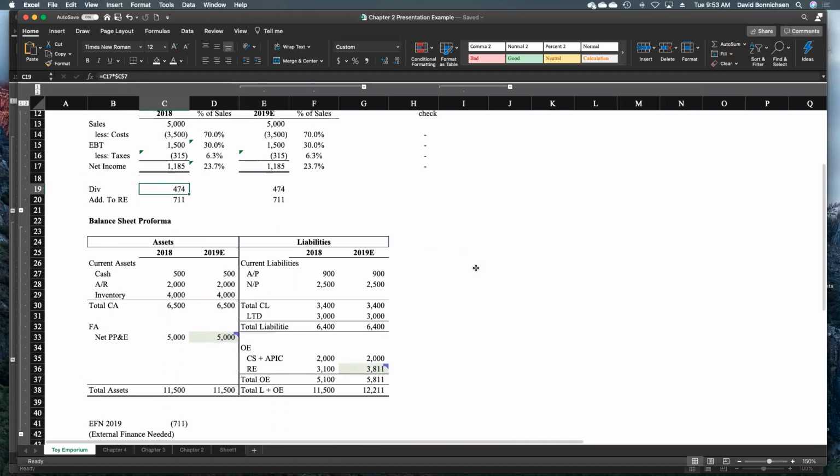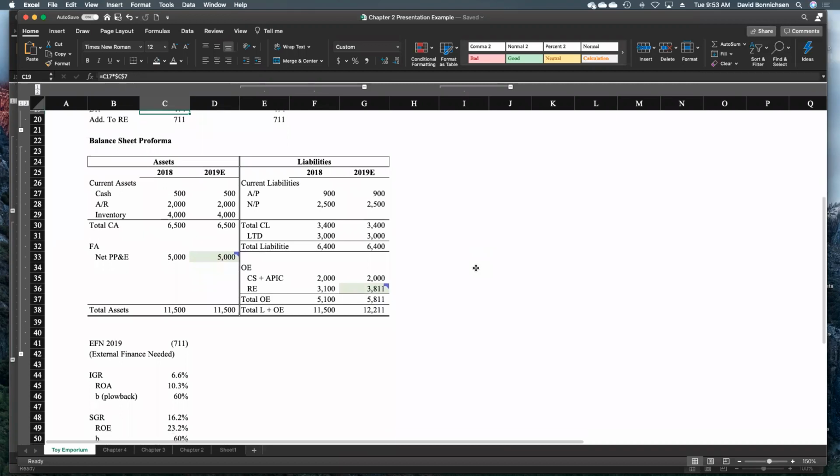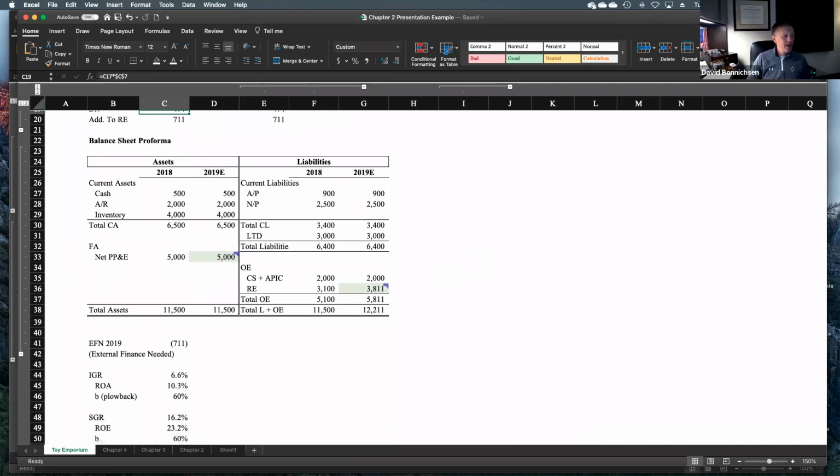Can you scroll down to the equity? Okay, so it tells us that we had 2018 owner equity, which was $2,000 of common stock and $3,100 of retained earnings. So our total equity was $5,100. When we add the $5,100 to the $6,400, we know that we balance at $11,500. For 2018, it gave us all the data. There wasn't anything that we had to figure out. It already told us everything.